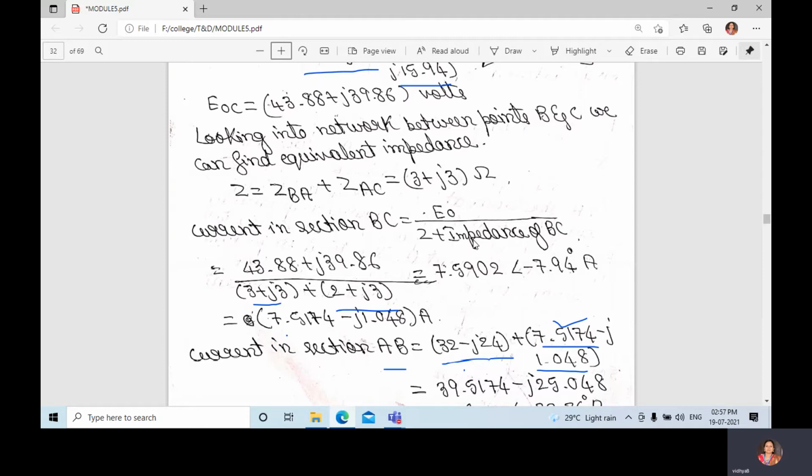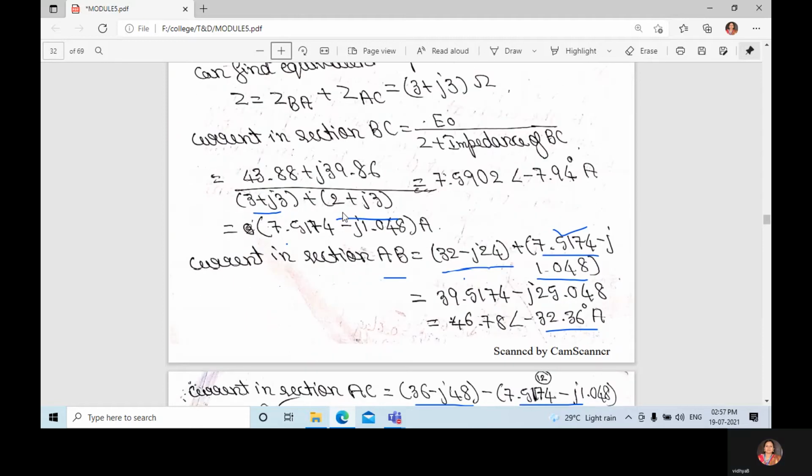Overall impedance is Z plus impedance of BC. So you get 7.5902 at angle minus 7.94 amps. Current in section AB is equal to what we got at the start for section AB, that is 32 minus j24, plus this value. Because in section AB two currents will be flowing, it will be like I1 plus I2.